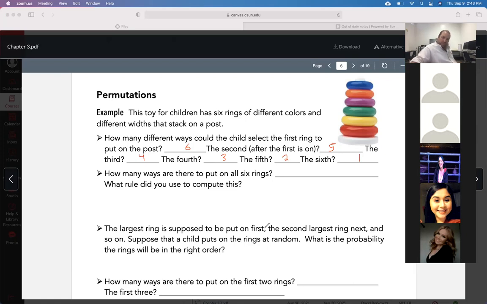Would you have to multiply everything together? Isn't that the fundamental principle of counting? Yes. That when you have a sequence of operations of this many options for the first and this many options for the second and this many options for the third and so on, you just multiply through, correct? So by the fundamental principle of counting, we're going to call it the FPC, how many ways are there to put on all 6 rings? I got 720. 720 ways.